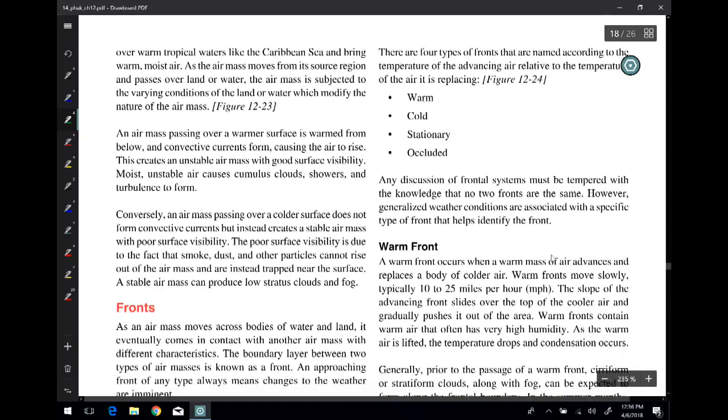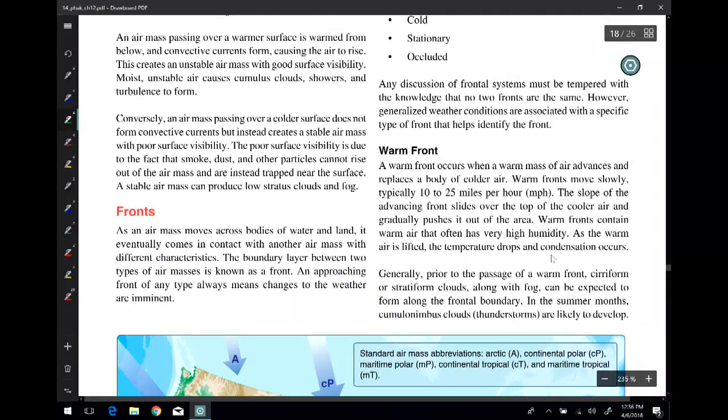A warm front, compared to a cold front, normally moves somewhat slowly. Normally you'll see that air mass move somewhere between 10 and 25 miles an hour. It's a bit more gentle than the cold fronts.